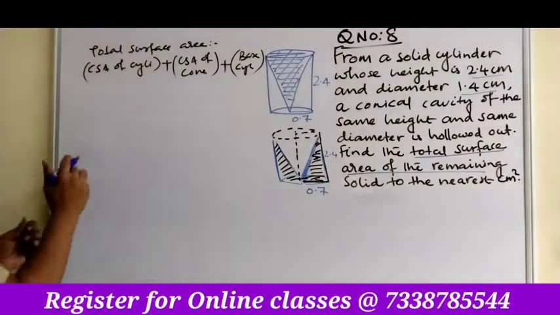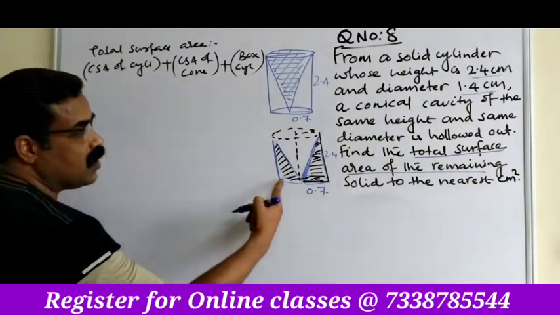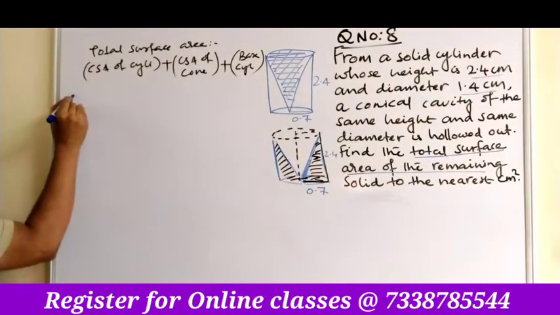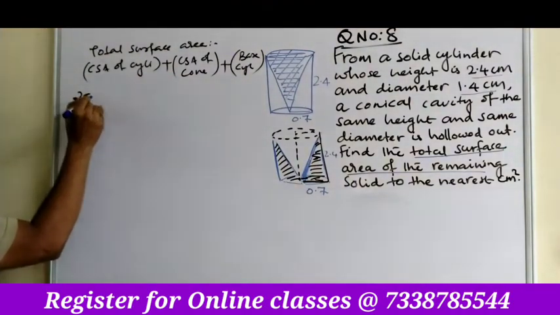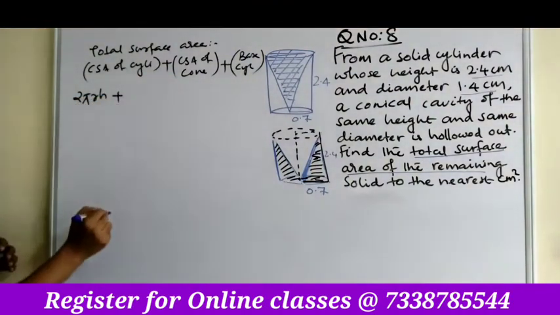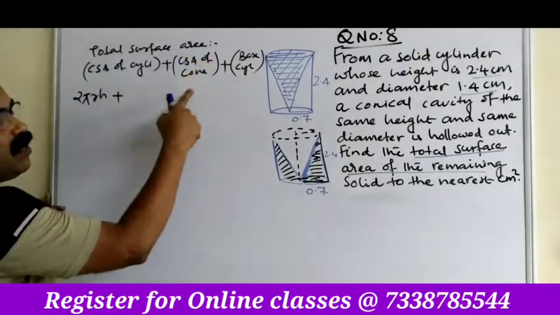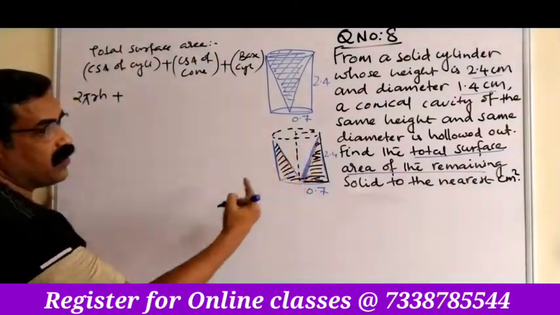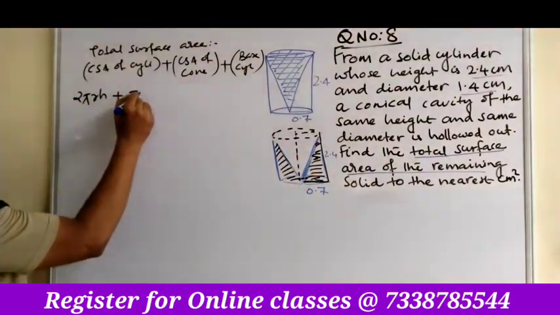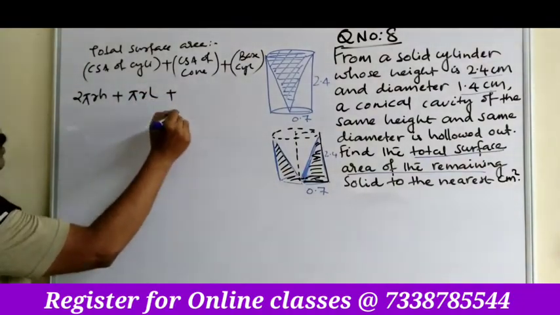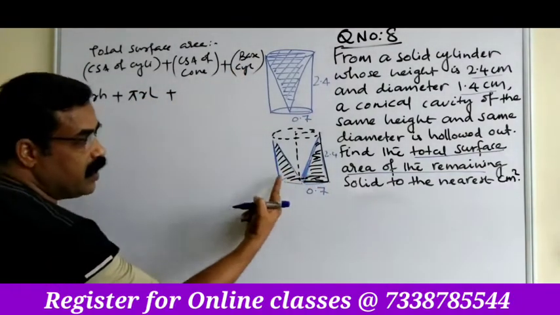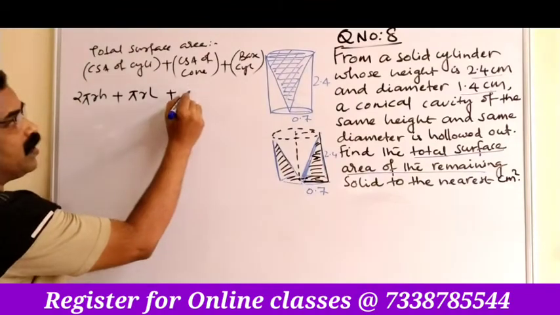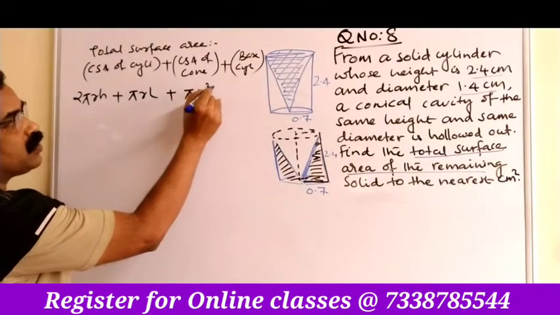What is the curved surface area of the cylinder? Curved surface area of the cylinder is 2 pi rh, plus, what is the curved surface area of the cone? Curved surface area of the cone is pi rl. Plus, what is the base of the cylinder? Base of the cylinder is a circle, so we can write it as pi r square.